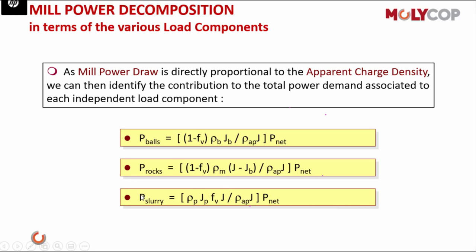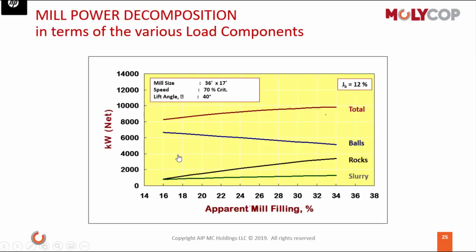So you can see that of these three components, the most important for producing power is the balls, the second is the rocks, and the third is the slurry. If we move the ball charge to a higher or a lower level, we are going to increase or reduce the power. But also, if we increase or reduce the level of the rocks, we are going to affect the total power demand of the mill. And that is what happens in the operation.